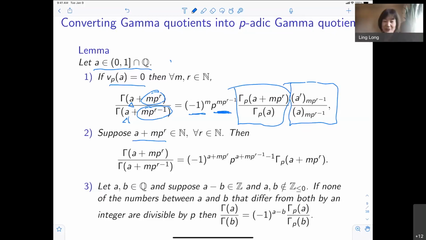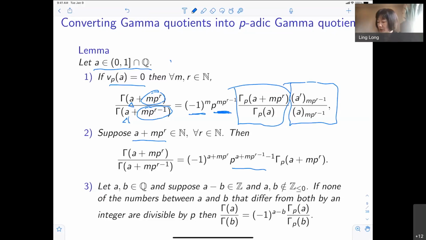In case A is an integer, the formulation is almost the same, but because 1 prime and 1 will be the same, this term drops out. And then the corresponding term will be modified accordingly.